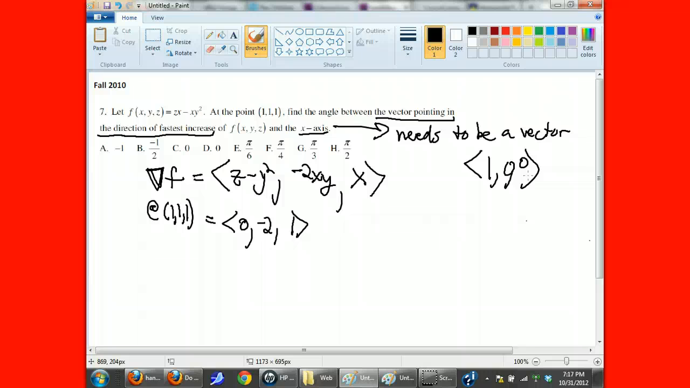You could also analyze it saying that this guy is in the YZ plane and this guy is parallel to the x-axis, so perpendicular to that. Yeah, these guys are perpendicular. Angle's π/2.